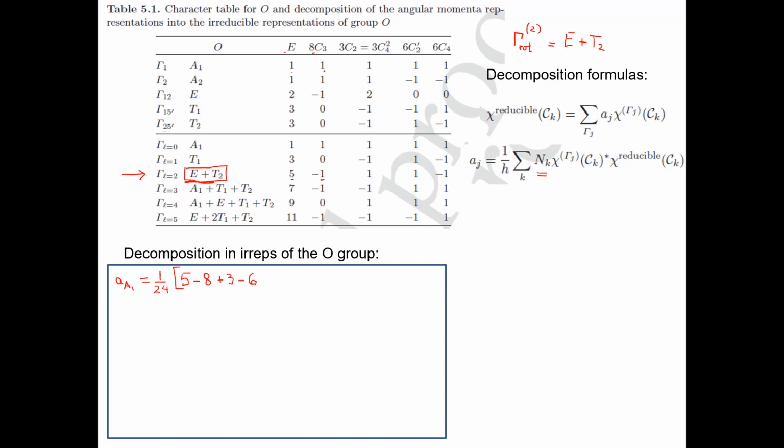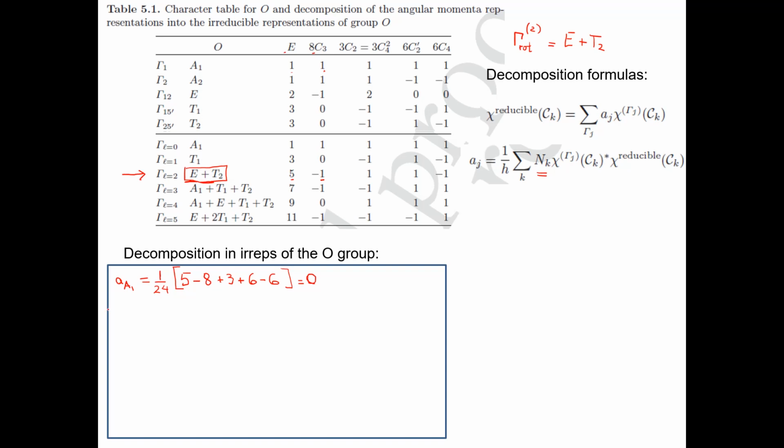And for C4 I get minus 6, right? No, plus 6 and minus 6. Because this is 1 times 1 minus 6. This is plus 6. This is minus 6. And you can see this is equal to 0. So A1 is not contained in gamma 2 rot.